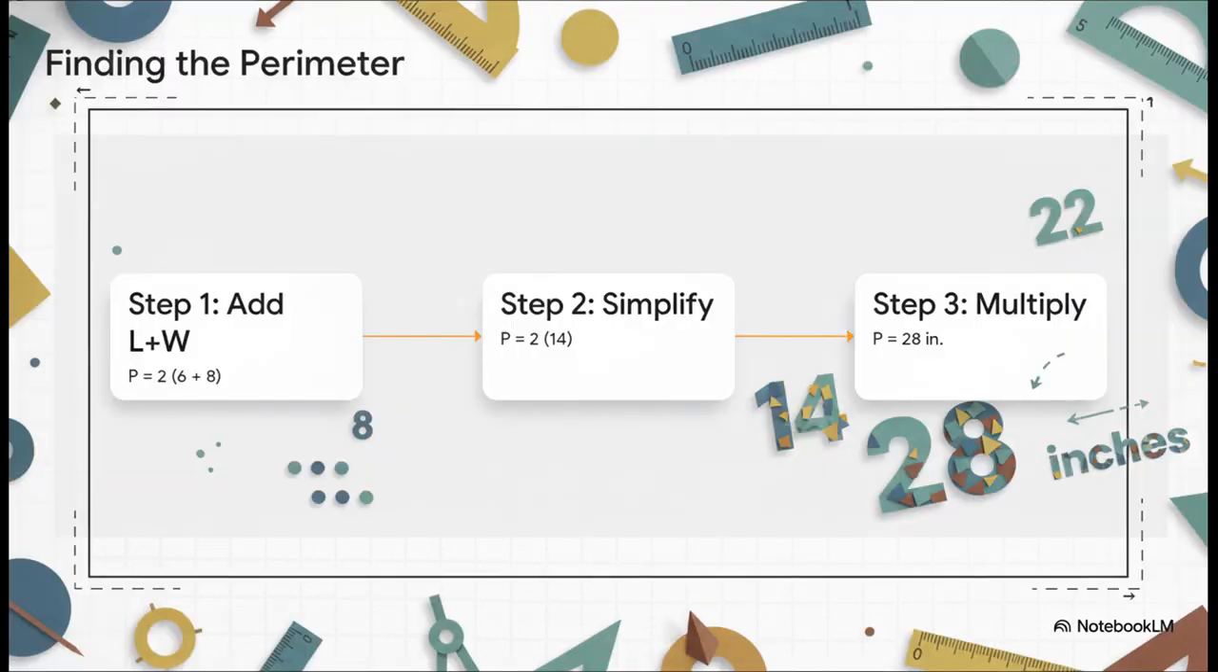Let's see exactly how this formula works. So first, we pop our numbers right in. P equals 2 times, and then inside these things called parentheses, we put 6 plus 8. Now the parentheses are like a sign that says, do this part first. So it's 6 plus 8, it's 14. Now our problem is much simpler. P equals 2 times 14. And what's 2 times 14? You got it, it's 28. So the perimeter is 28 inches.